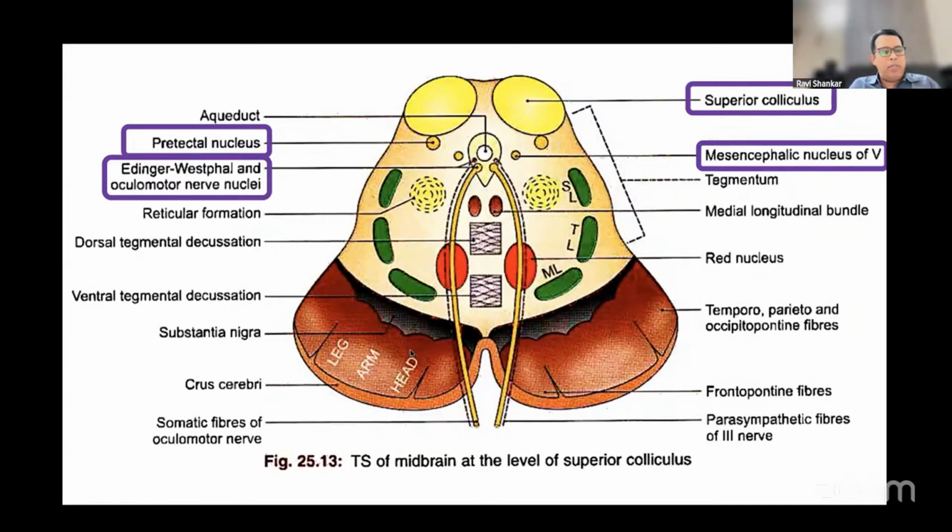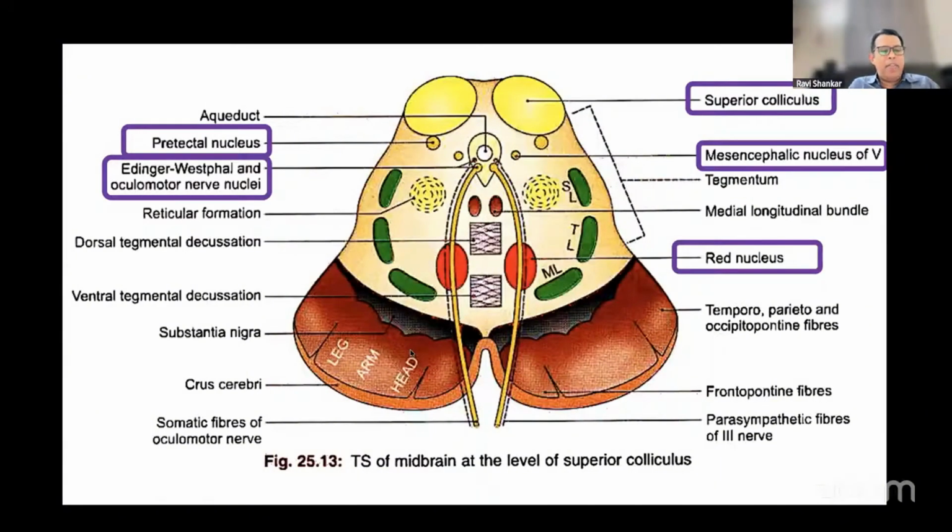Any damage to the pretectal nuclei causes a very well-known entity, the Argyll-Robertson pupil, used to be seen in earlier days, especially in syphilis or other conditions, in which the light reflex is absent and the accommodation reflex is present. Then we have this big nucleus that we see at this level. These receive efferents from various paths, that is the superior cerebellar peduncle, globus pallidus, subthalamic nucleus, cerebral cortex, etc.